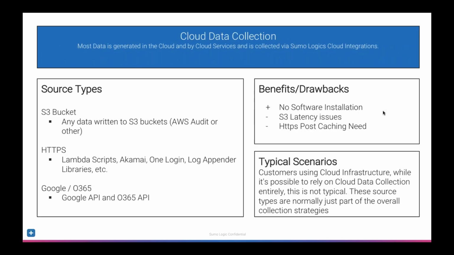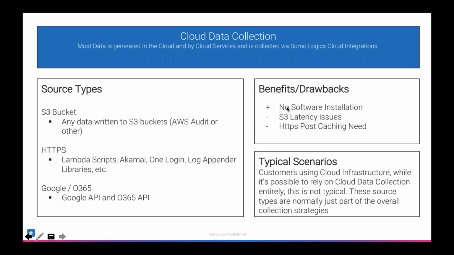The last one I want to talk about is cloud data collection. This is what I was mentioning before, where you can either set up a script and do straight up HTTPS posts over to Sumo. So things like Lambda scripts, Akamai, OneLogin, Log4j appender, you can send data over to us. You can do S3 buckets, so any data that is written to an S3 bucket can be sent. And then we have APIs for Google and for Office 365 as well.